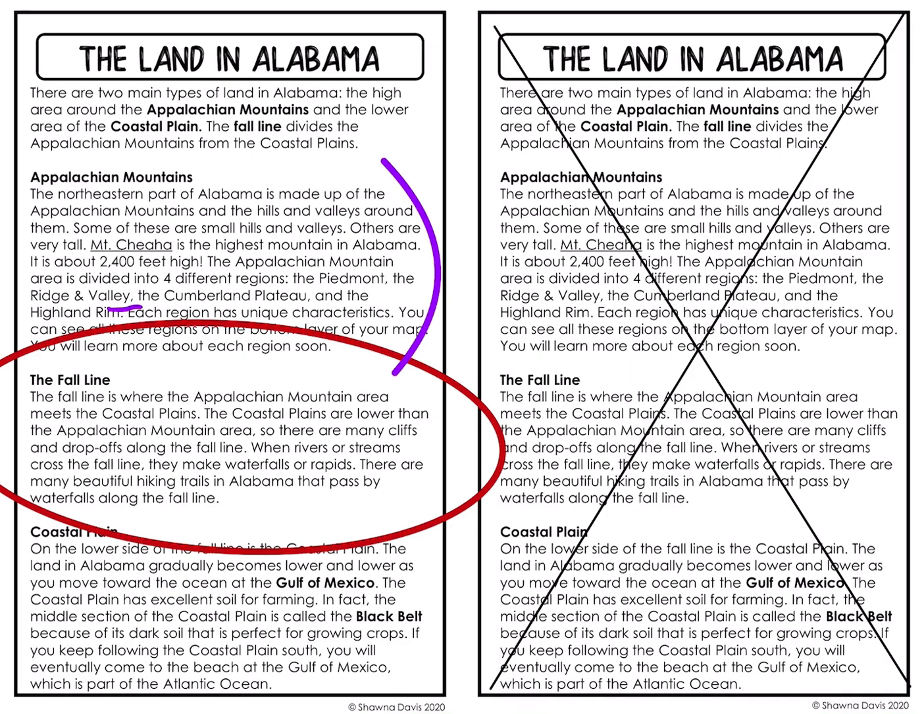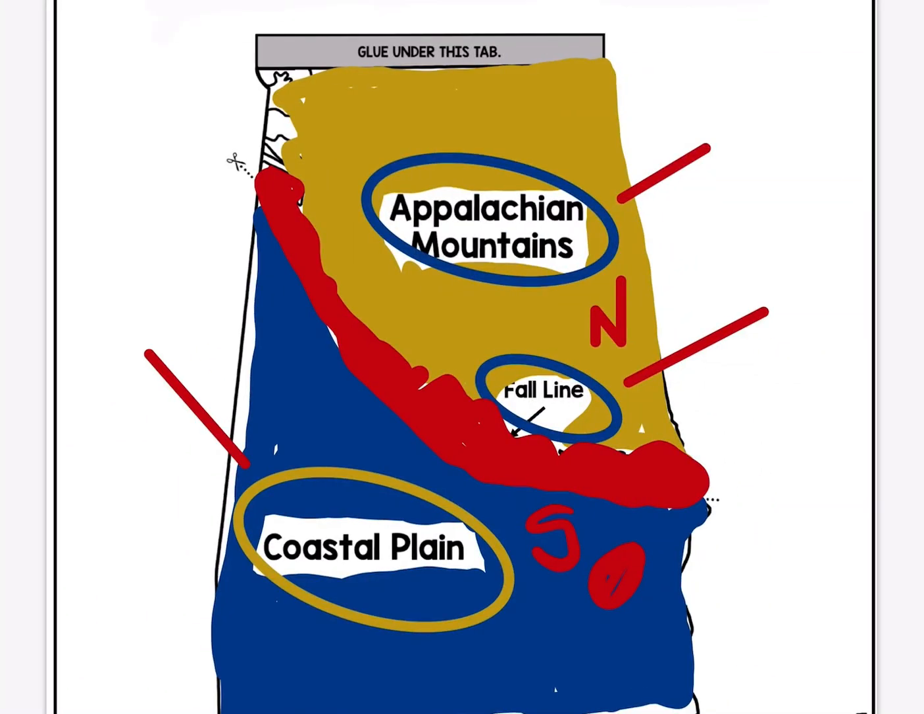All right, now let's look at the bottom at coastal plains. And I have to erase this part so I can read it. Okay, so on the lower side of the fall line is the coastal plain. The land in Alabama gradually becomes lower and lower as you move toward the ocean at the Gulf of Mexico. The coastal plain has excellent soil for farming. In fact, the middle section of the coastal plain is called the Black Belt.